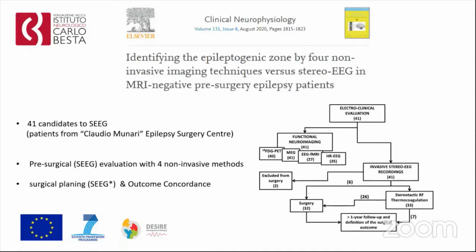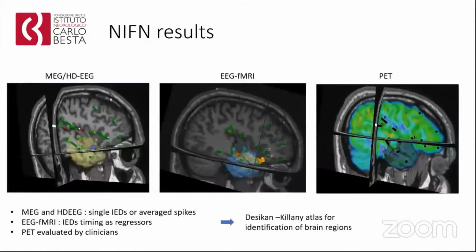We did this project in collaboration, and we spent four or five years on it. We had 41 patients, but not all had all the techniques, as you see. We had all 41 for the MEG and PET, most of all, but not all for the EEG-fMRI. So at the end, not all the techniques could be included for all 41 patients.